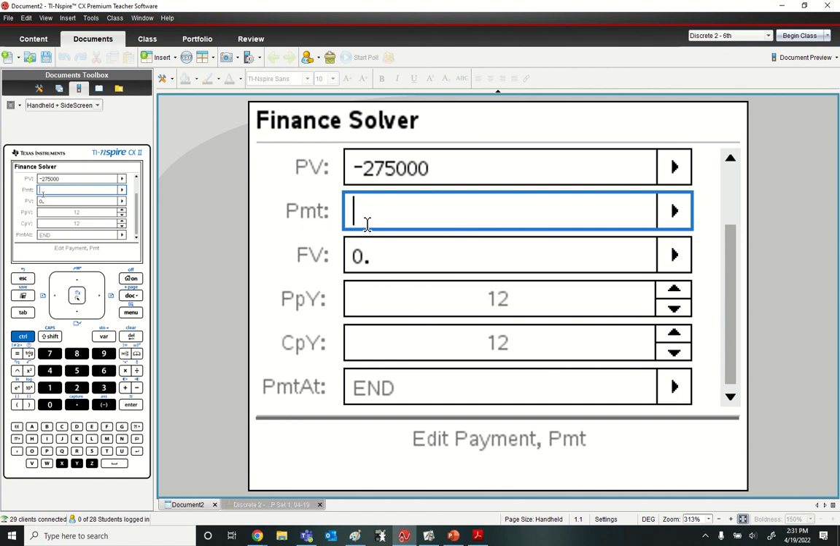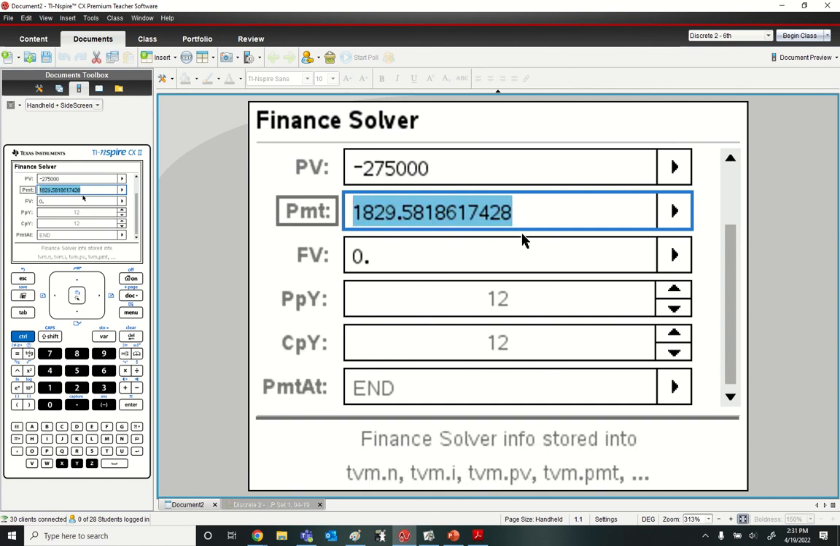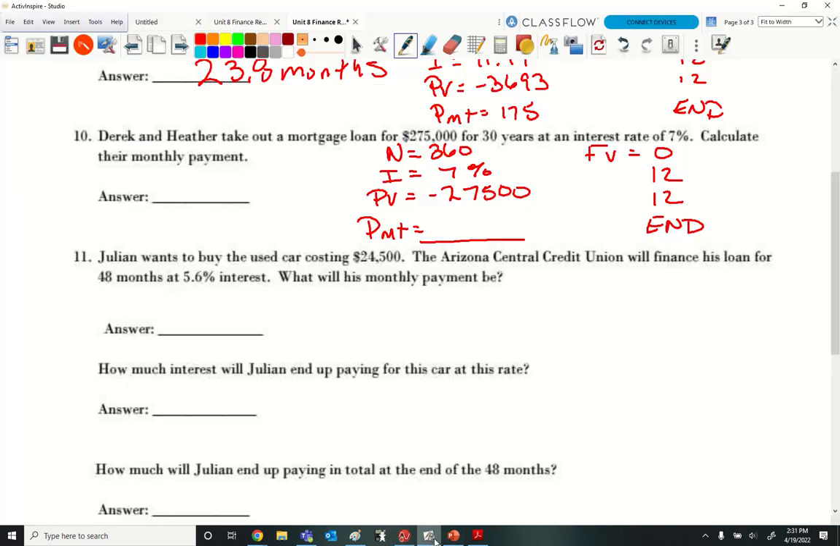All right, so what do we get? 18. Wow, yeah, that's a lot. That's like a one bedroom down here in Central, isn't it? All right, so we get 1829.58. So that's every month. That's every month you make that payment. That's crazy, right?